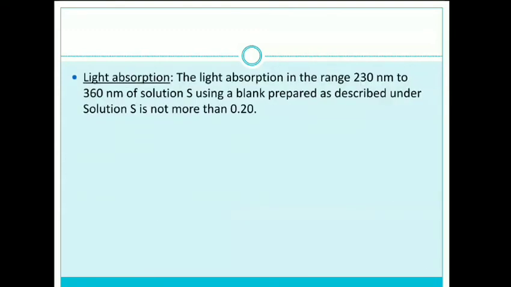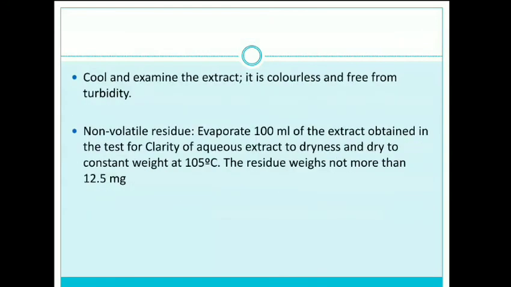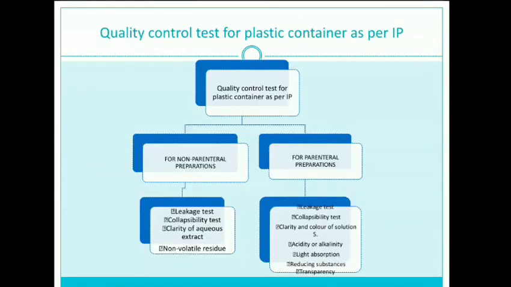So in today's lecture, we learned in detail about the quality control tests for plastic containers which are specified in the Indian Pharmacopoeia. First, for non-parenteral preparations, you can perform the leakage test, collapsibility test, clarity of aqueous extract and non-volatile residue. And for parenteral preparations, you can perform the leakage test, collapsibility test, clarity and color of solution S, acidity or alkalinity, light absorption, reducing substances and transparency.